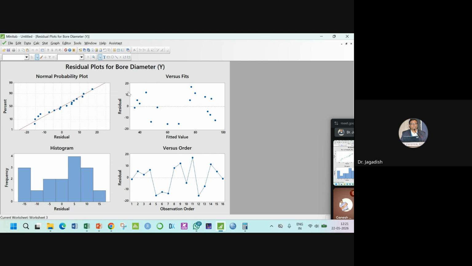That means residual versus fitted value, so error versus fitted value, is in a random pattern. This is also random in nature. Next is the residual versus observation order. How are the residuals with reference to each experiment? I have done 16 experiments. So what is the residual for the first experiment, the second experiment, the third experiment, and like that? Residual means the error between the experimental value and the predicted value.